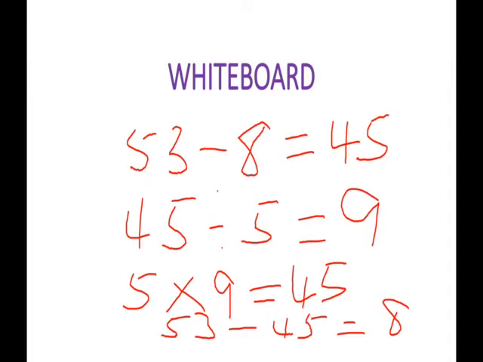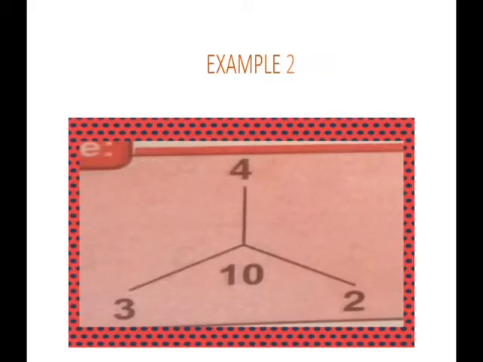Alright. Let's go over to our next example. This example is so similar with the one we did earlier. Very, very similar. How is it similar? Look at it. We have a number at the middle, we have two numbers at the side, and one number at the top. So the process is similar.